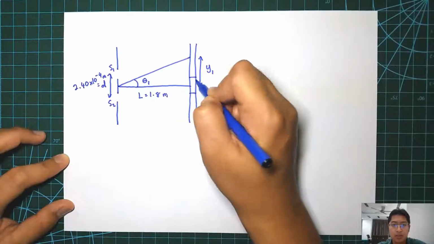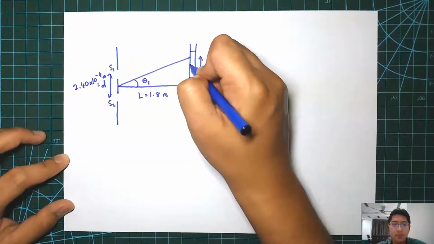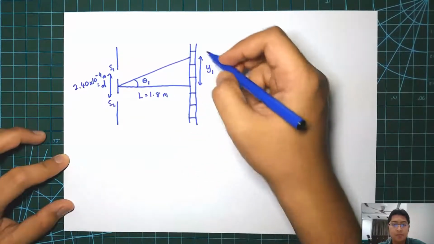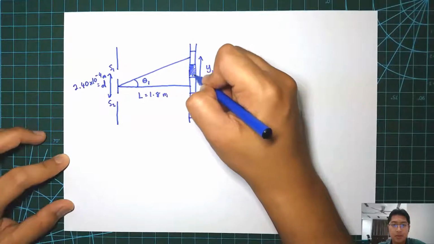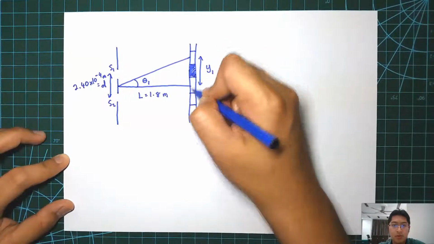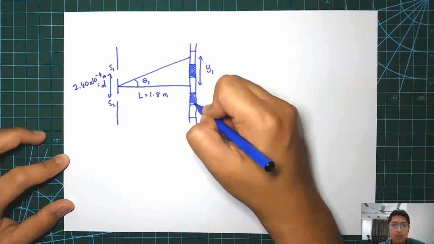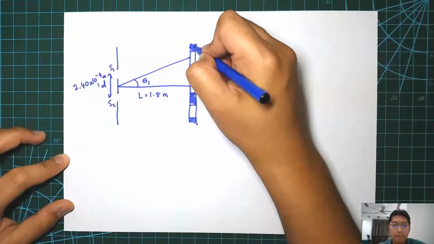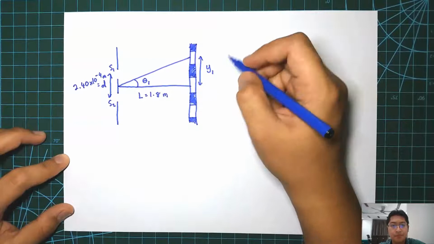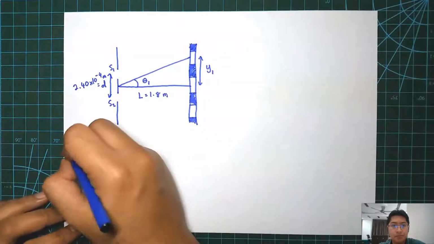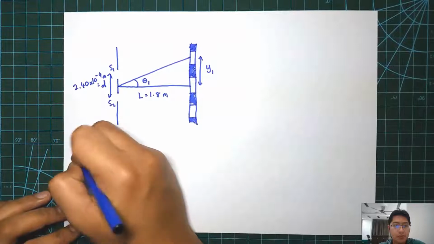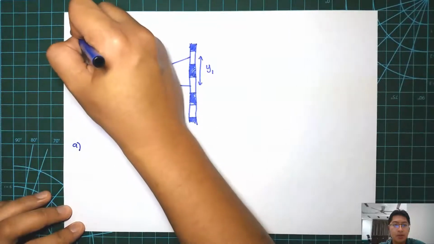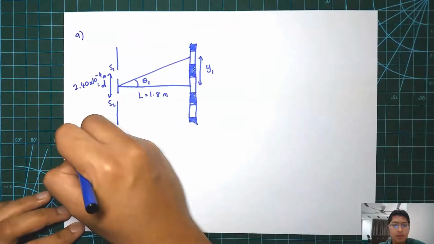This is the series of fringes on the screen. This is the dark fringe, the first dark fringe, the second dark fringe. So this is the solution for question A, to draw the diagram.